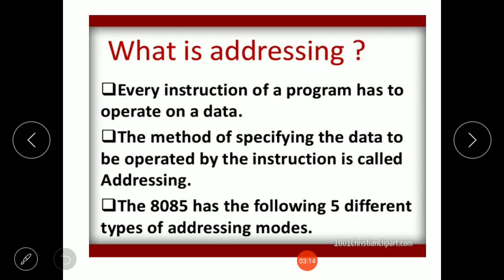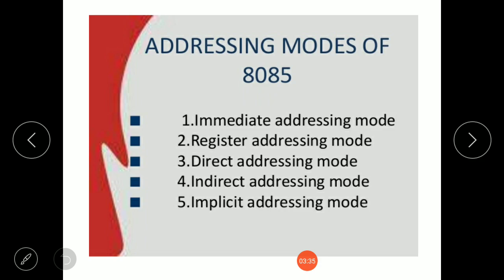So here I have listed the terms. What is addressing? Every instruction of a program has to operate on data. The method of specifying the data, or you can say the method of specifying the operand to be operated on by the instruction, is called addressing. And the 8085 microprocessor has 5 different types of addressing modes: immediate addressing mode, register addressing mode, direct addressing mode, indirect addressing mode, and implicit addressing mode.